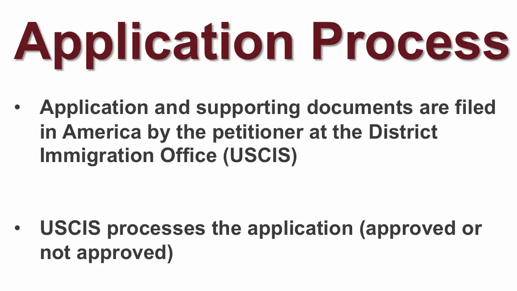The application and supporting documents are filed in America by the petitioner at the local district immigration office. Now, what happens next is that this office, what we refer to as the USCIS, or United States Citizenship and Immigration Service, processes the application and typically approves or disapproves it. If they disapprove it, it's because you did not include supporting documents such as birth certificates, marriage certificates, photographs needed between husbands and wives, and so forth.